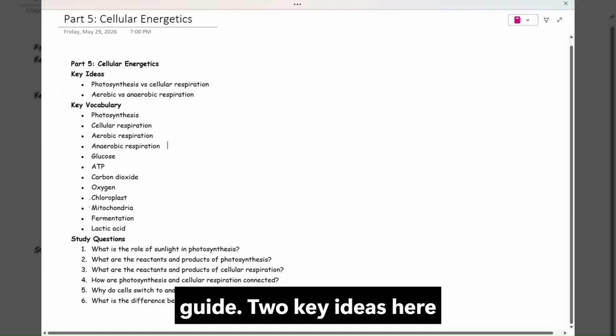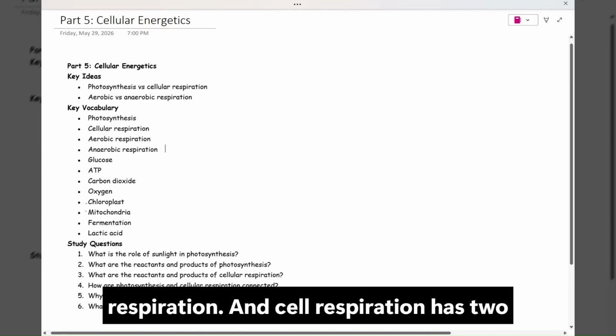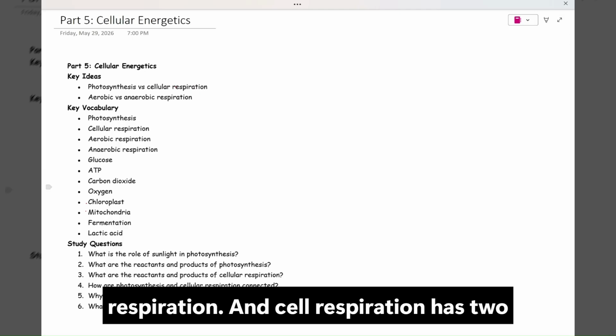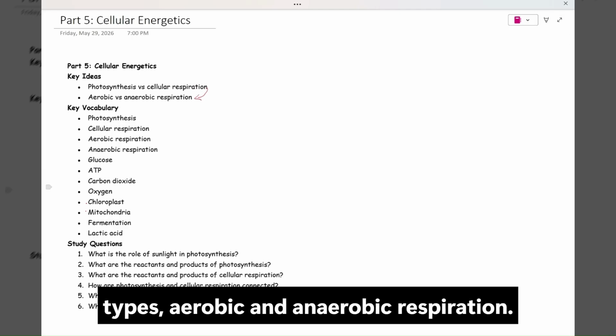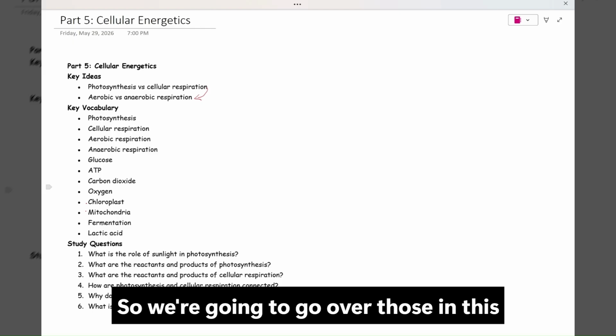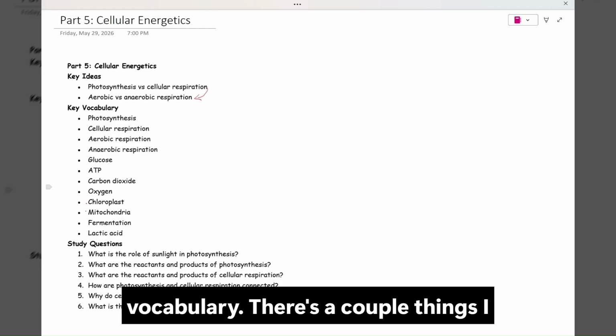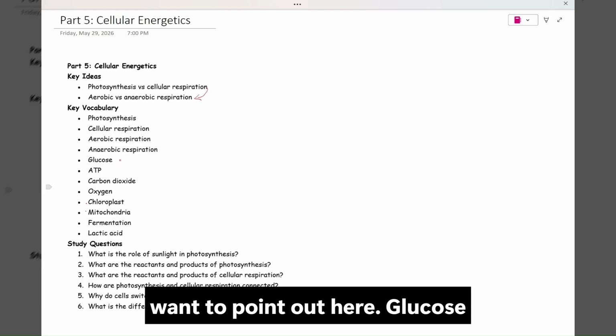Two key ideas here that were listed: photosynthesis and cell respiration. And cell respiration has two types: aerobic and anaerobic respiration. So we're going to go over those in this segment. So we look through our key vocabulary. There's a couple things I want to point out here.